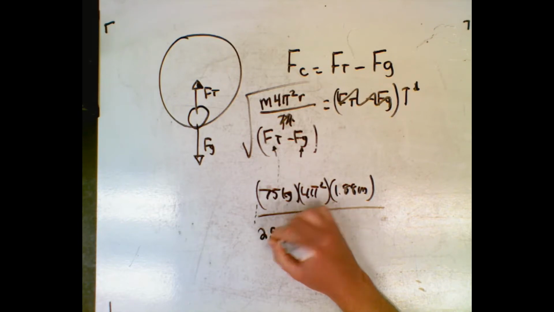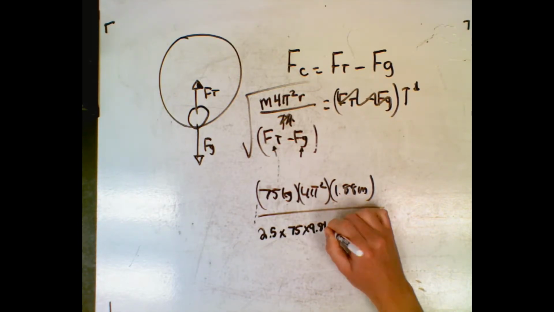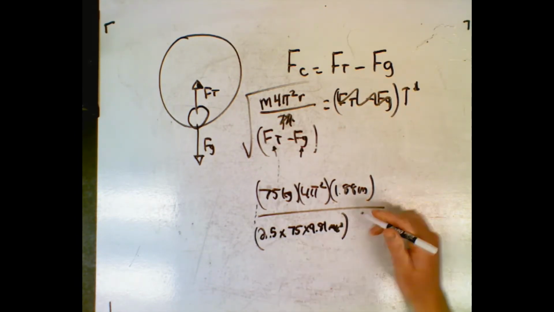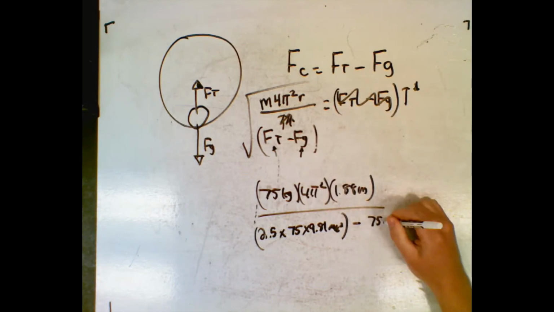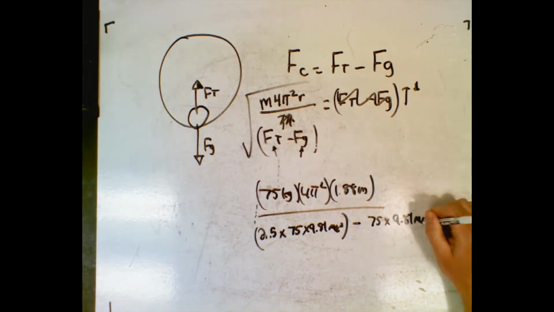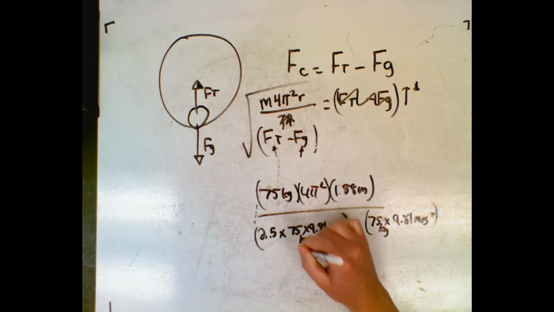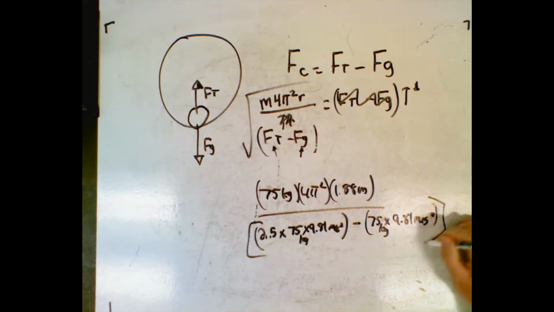So what we can do is go 2.5 times 75 times 9.81 meters per second squared. Right, our mass times gravity, but 2.5 times that. And then Fg is just our normal weight, so it's just going to be 75 times 9.81 meters per second squared. And that 75 is kilograms, that's the mass. So 2.5 times our weight, and then our normal weight, like that.